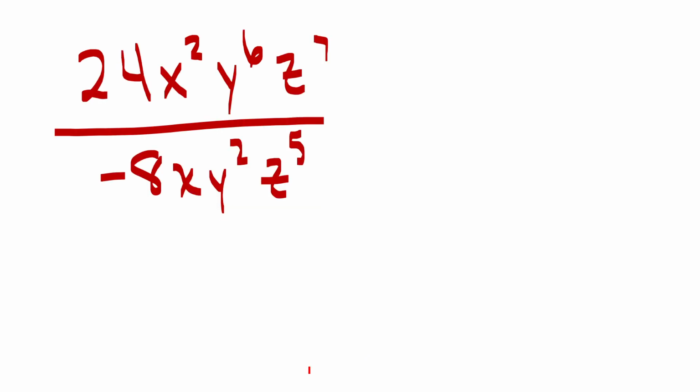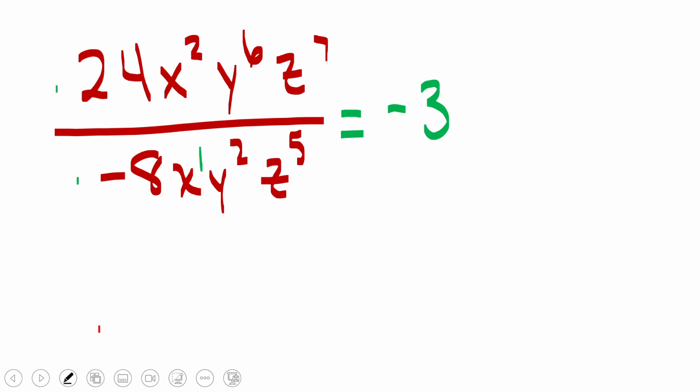Okay, we have a presentation in the numerator and denominator here. We go through carefully and just look at all the parts. 24 divided by negative 8, that leaves a negative 3. X squared divided by x to the first power, 2 minus 1 is 1, so that leaves an x to the first power. Y to the 6th divided by y to the second is 6 minus 2, that's a y to the fourth power. Z to the 7th divided by z to the 5th, 7 minus 5 is 2.